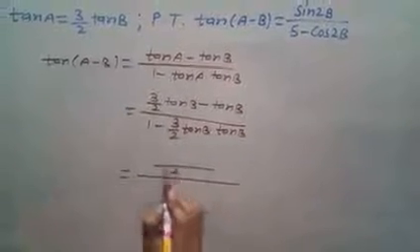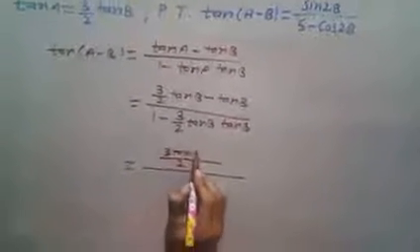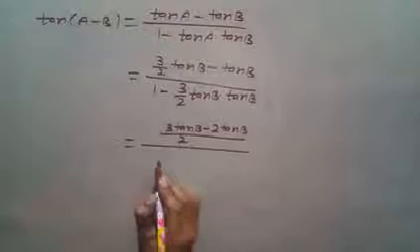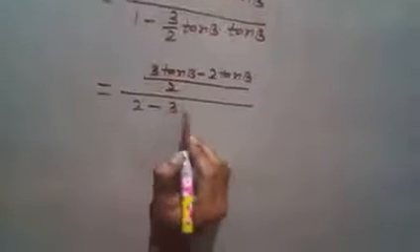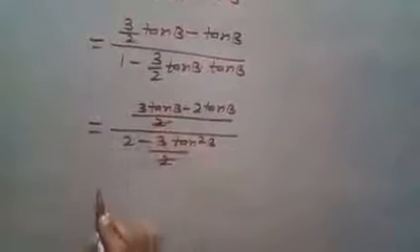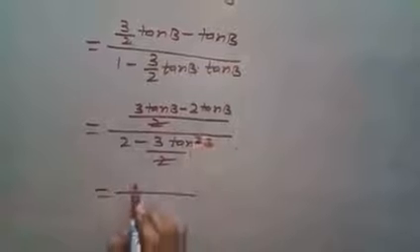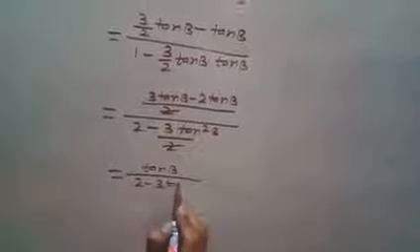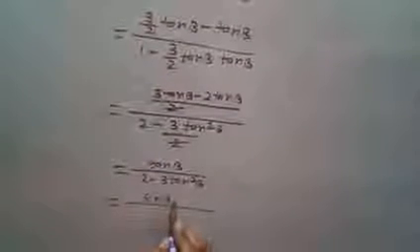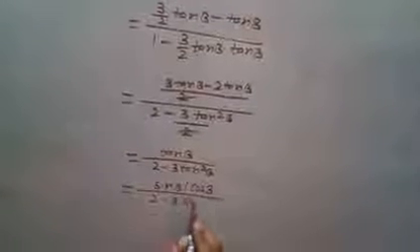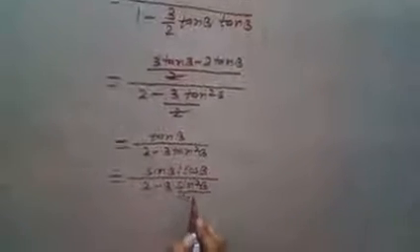So 2 is the LCM, 3 tan B minus 2 tan B upon 2 minus 3 tan square B upon 2. Now these two cancel out. 3 tan B minus 2 tan B is only tan B, and here 2 minus 3 tan square B. Tan B can be written as sin B upon cos B. Here 2 minus 3 sin square B upon cos square B.